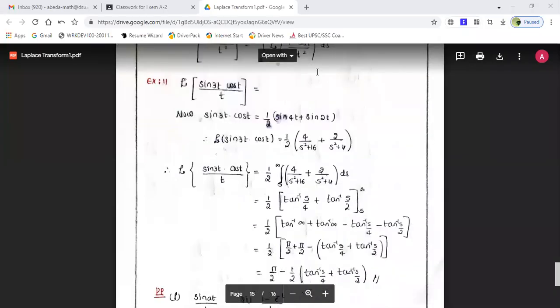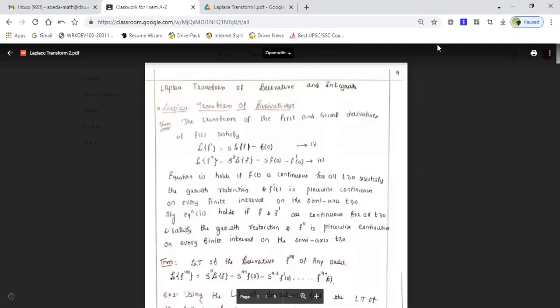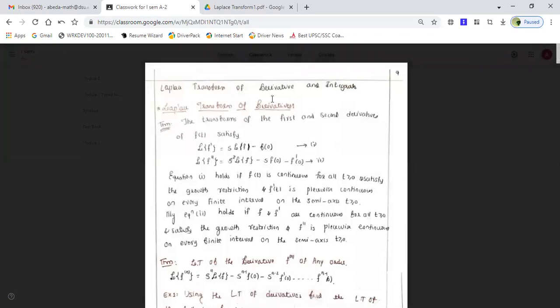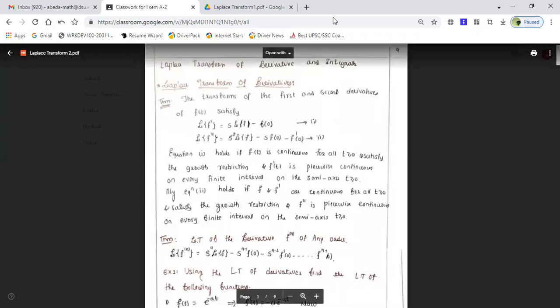So today I will take some more. So what is the Laplace transform of derivatives and the integrals? Here we have the concept called Laplace transform of derivative. I will just make you understand in terms of the theorem. The transform of the first and second derivative of f of t satisfies.